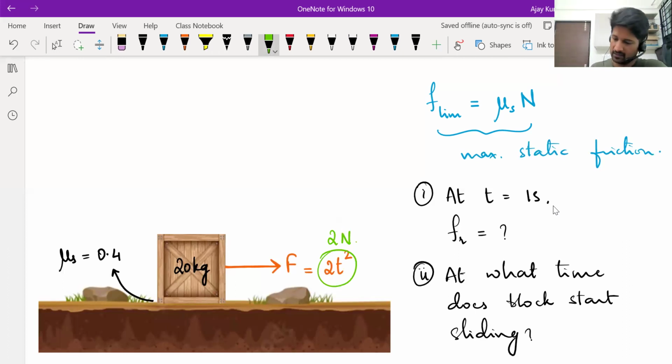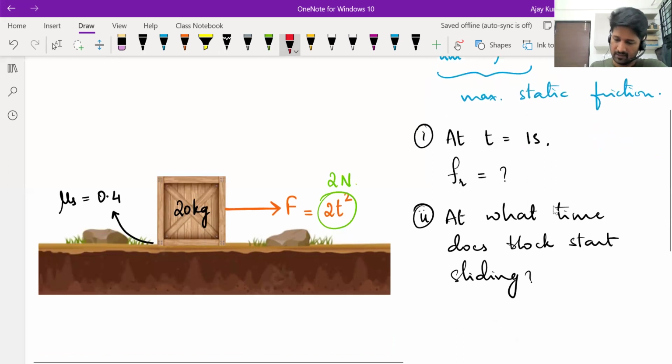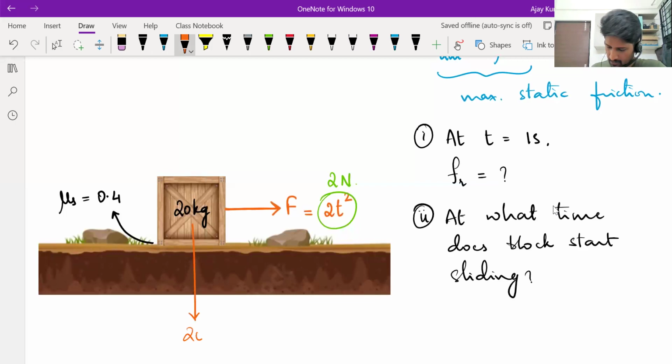Are there any other forces acting on the block? Yes, there will be weight acting, but it acts vertically downwards, 200 Newton. And there will also be a normal force from the ground acting in the upward direction. These two forces, the normal force and the weight of the block, are acting vertically. They will not have any component along the horizontal surface, the ground. So F is the only force which is trying to make the block slide.